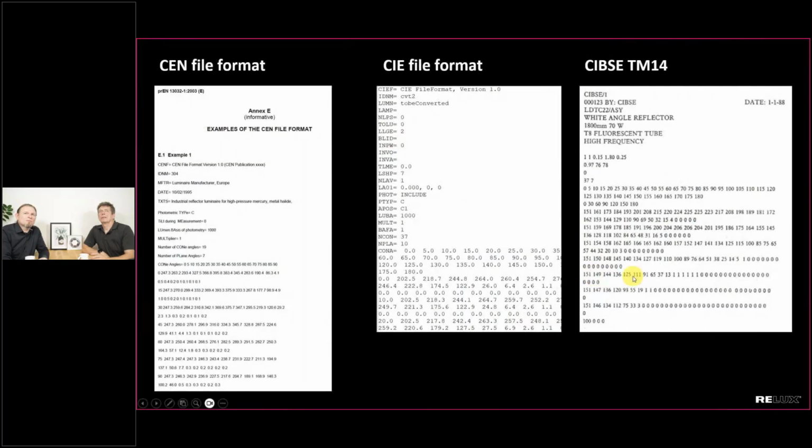There are also older formats. There are at least 3, more than 3, but let's say 3 semi-common formats which were invented. There's one CEN file format for photometrics. It's in the same standard where we have the fundamentals of the C-plane system and of measurements and so on.